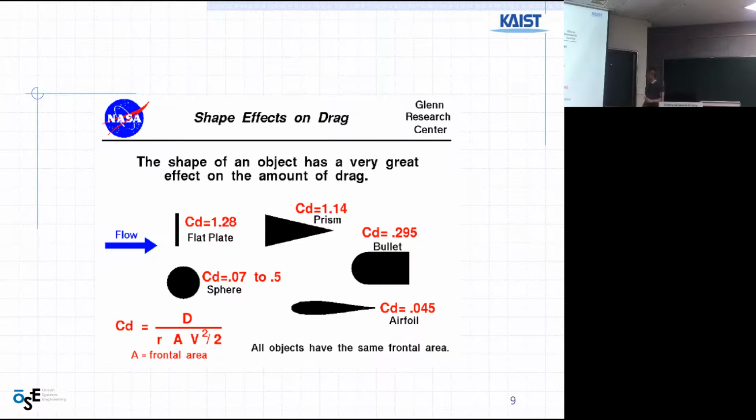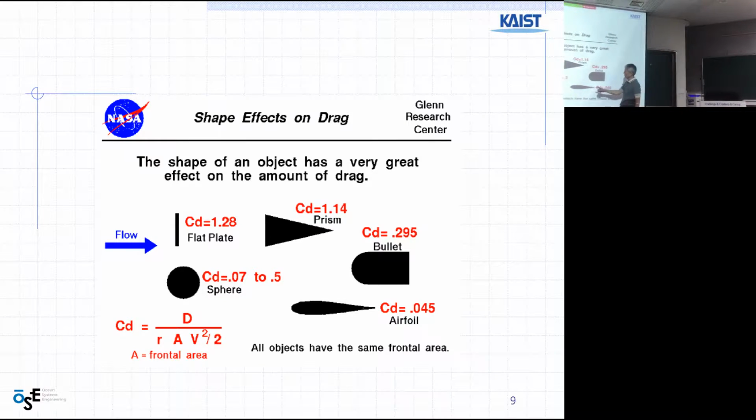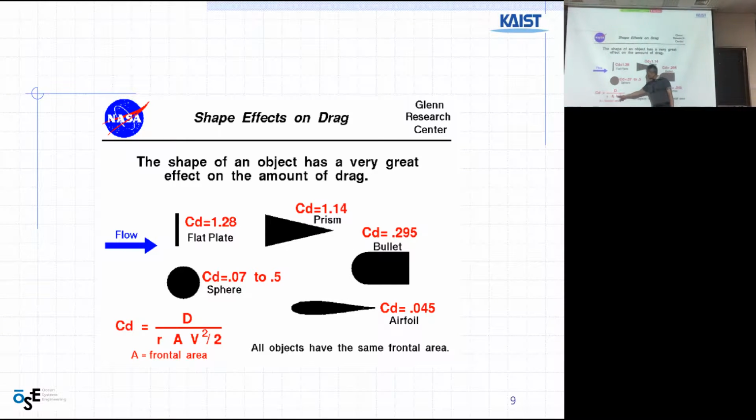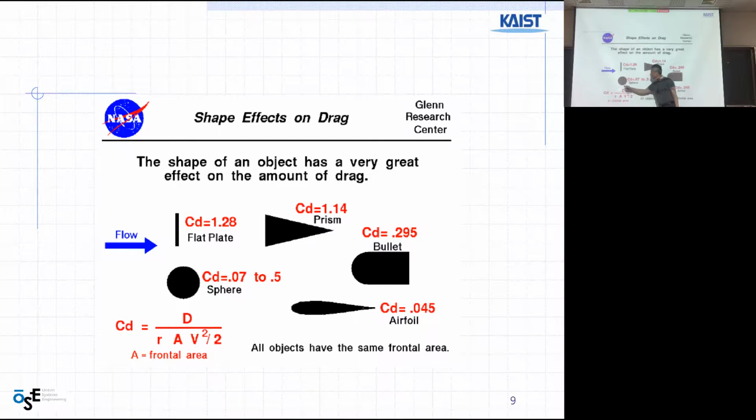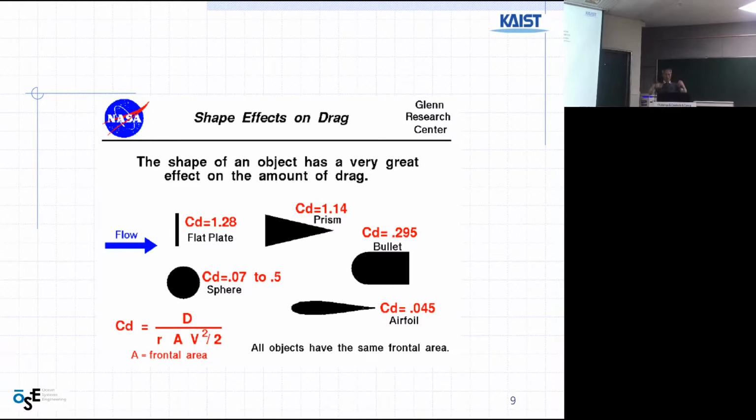Here is another one, the same but with a different viewpoint: the drag coefficient and also the equation, and the frontal area is important. So the blunt one is very high, right? And this one is good, an aerofoil. So you remember the hydrodynamics you already learned from another class, right?